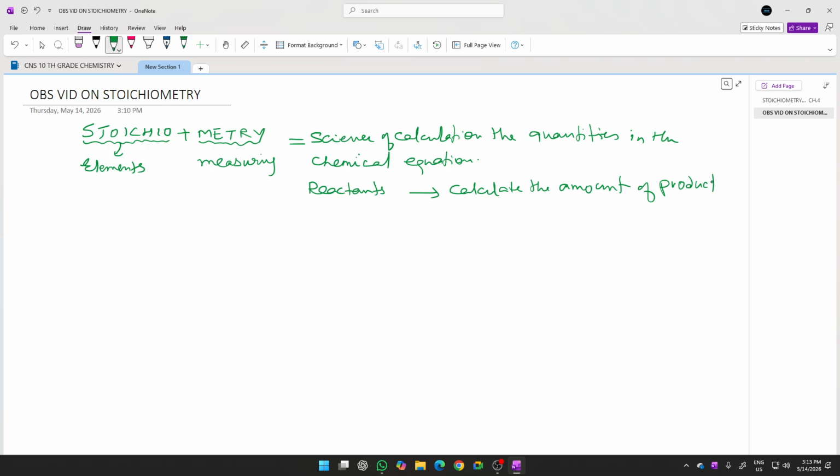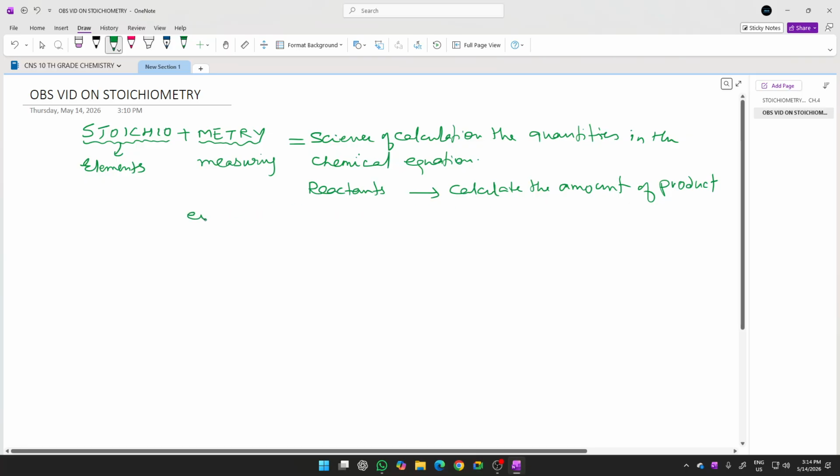You have chemical reactions, and chemical reactions can be expressed in the form of chemical equations. In a chemical equation, you have two sides, the left hand side and the right hand side, separated by an arrow. Whatever is on the left hand side of the arrow are the reactants, and whatever you see on the right hand side are the products. If you know the quantity of reactants, you can predict the product, and the reverse can also be done.